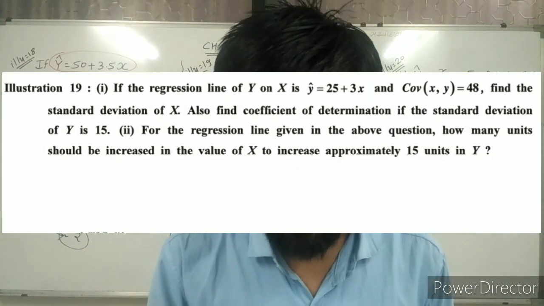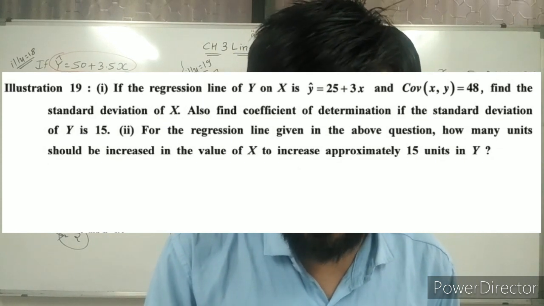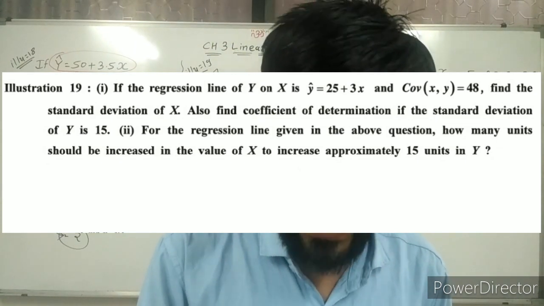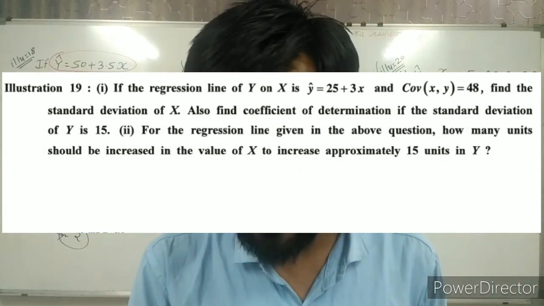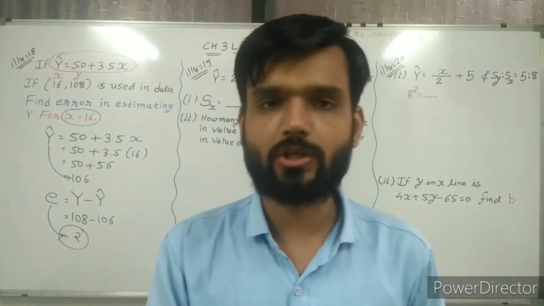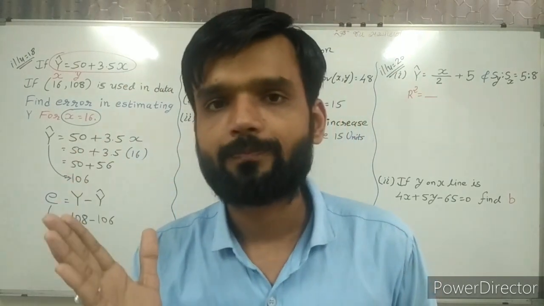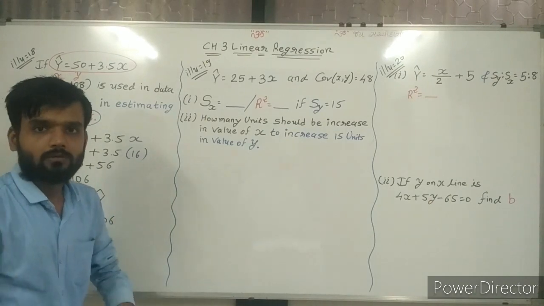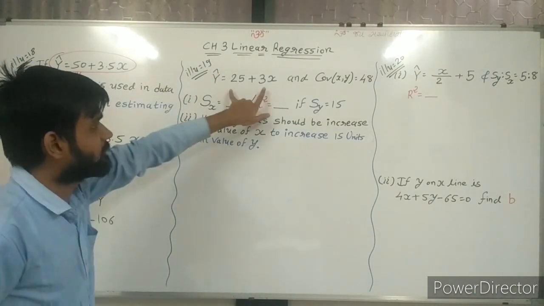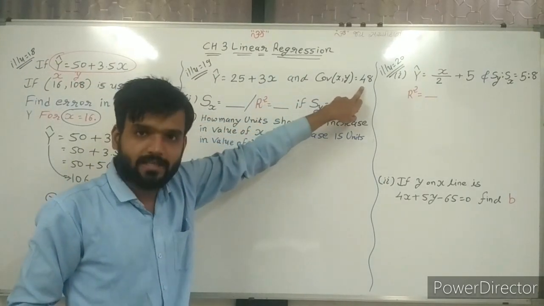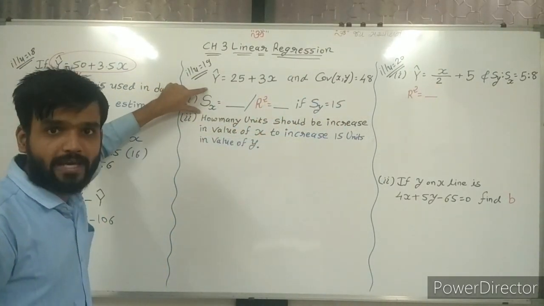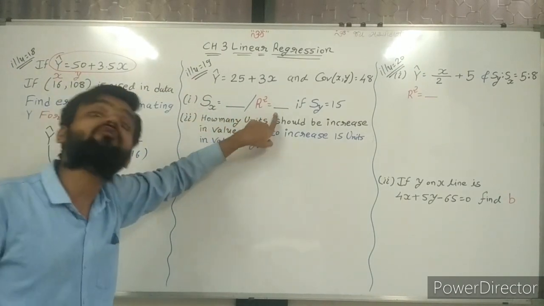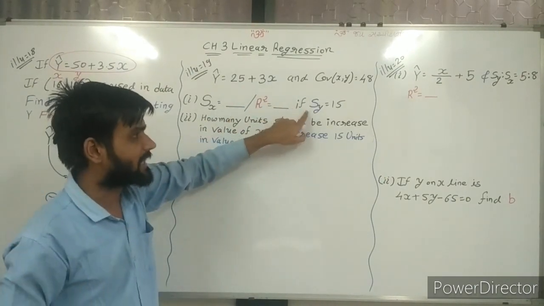Now the second question: for the regression line given in the above question, how many units should be increased in the value of x to increase approximately 15 units in y? Now this whole question is given to you in the textbook, and on that basis I have written the full question here. In short, y cap is given, covariance of xy is given, we need to find standard deviation of x, means Sx. I need to find r square also, coefficient of determination means r square, if Sy is equal to 15.